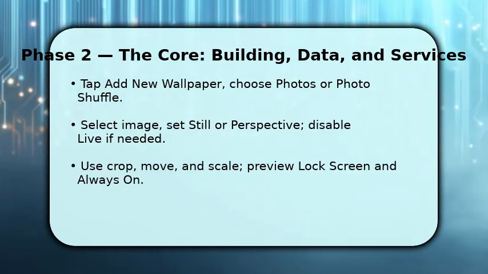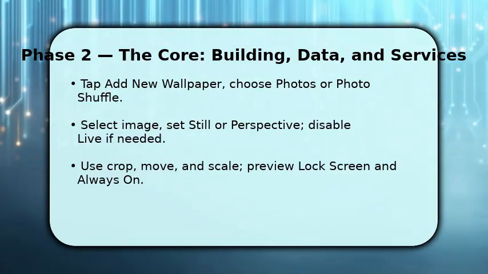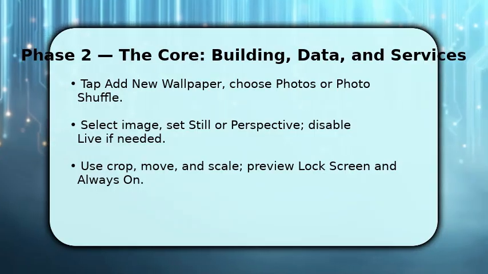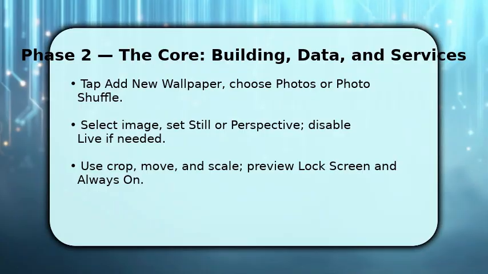When you pick the image, set it to still or perspective. Do not use live unless you want a different behavior. Next, crop and move the image so key elements remain visible in the dim Always On state.